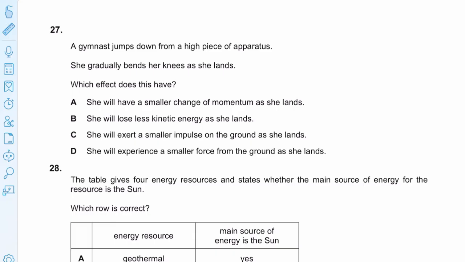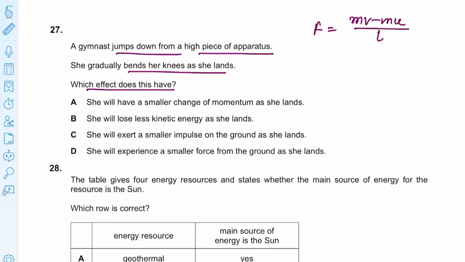Now question number 27. A gymnast jumps down from a high piece of apparatus. She gradually bends her knees as she lands. Which effect does this have? To solve this question, I hope all of you know that force equals mv minus mu over t, right? So that means force is inversely proportional to time. What does it mean? The greater the time of impact, the less force we will experience. Got it?